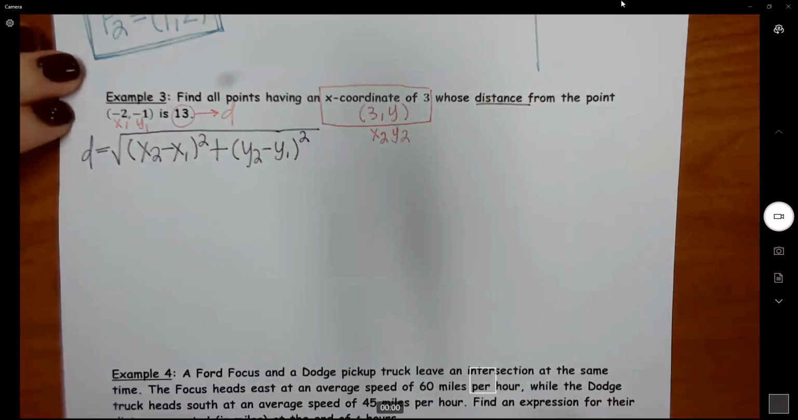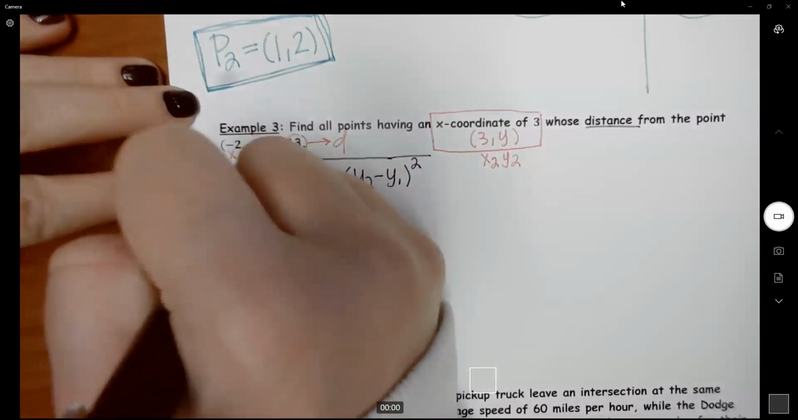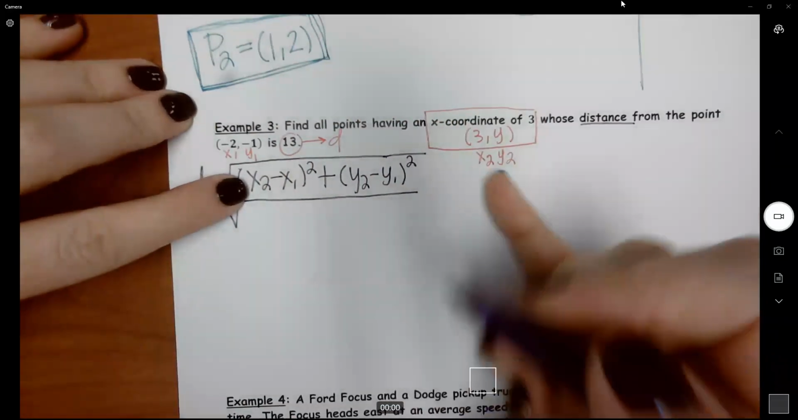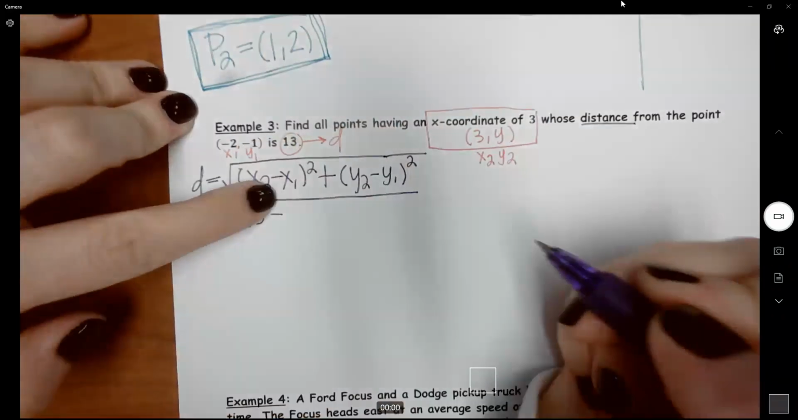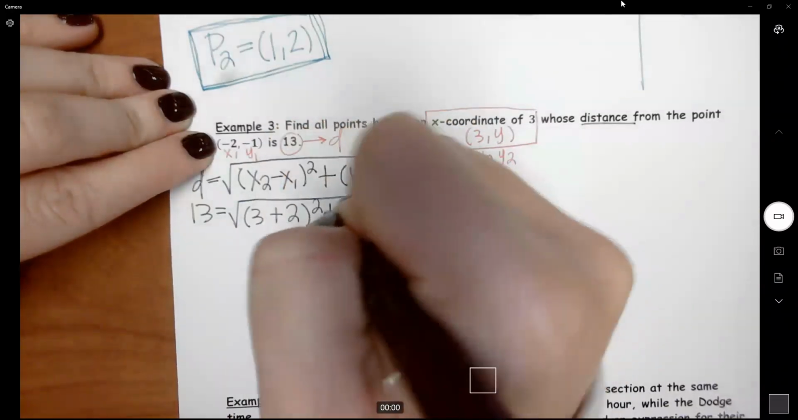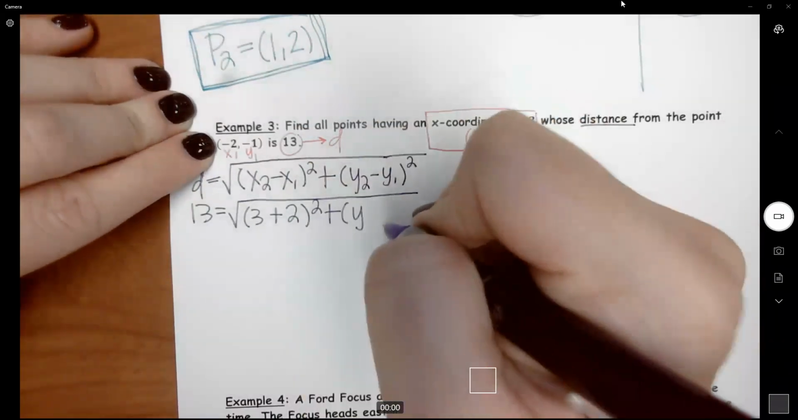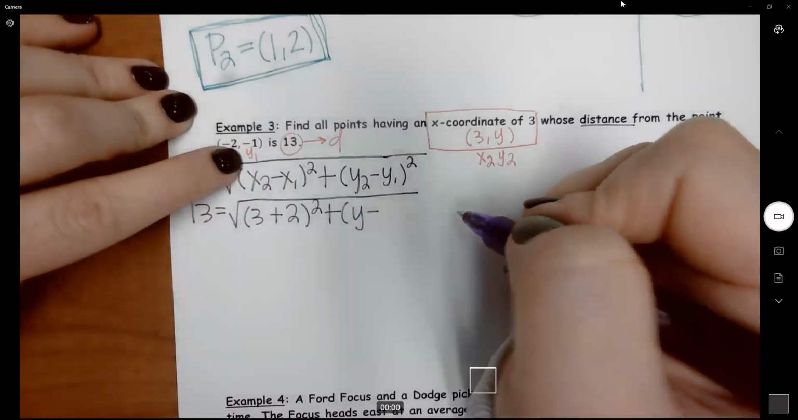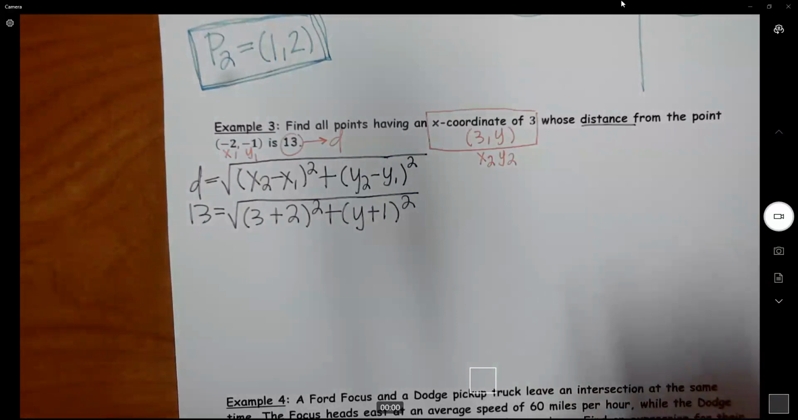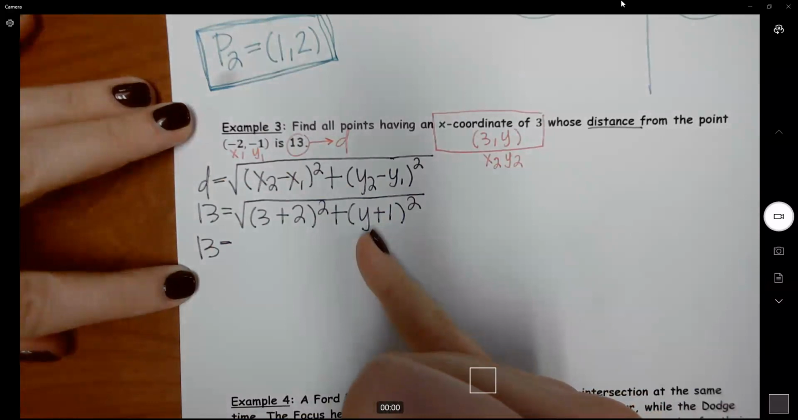Okay, so plug in your information. My distance is 13. X2 is 3 minus x1, which is -2, so it's going to become +2. Y2, I don't know, so we'll call it y, minus y1, which is -1, so again, another +1. So now we need to simplify and then solve for y.